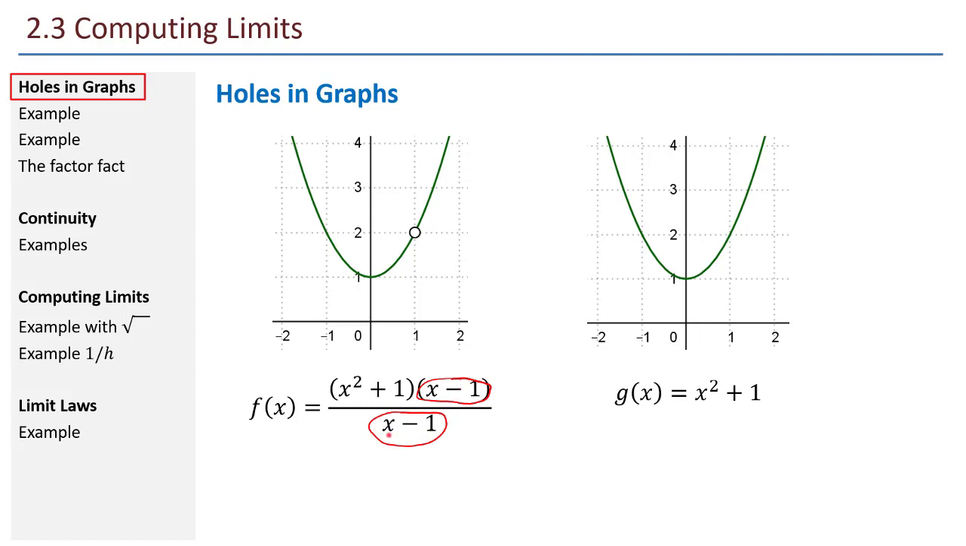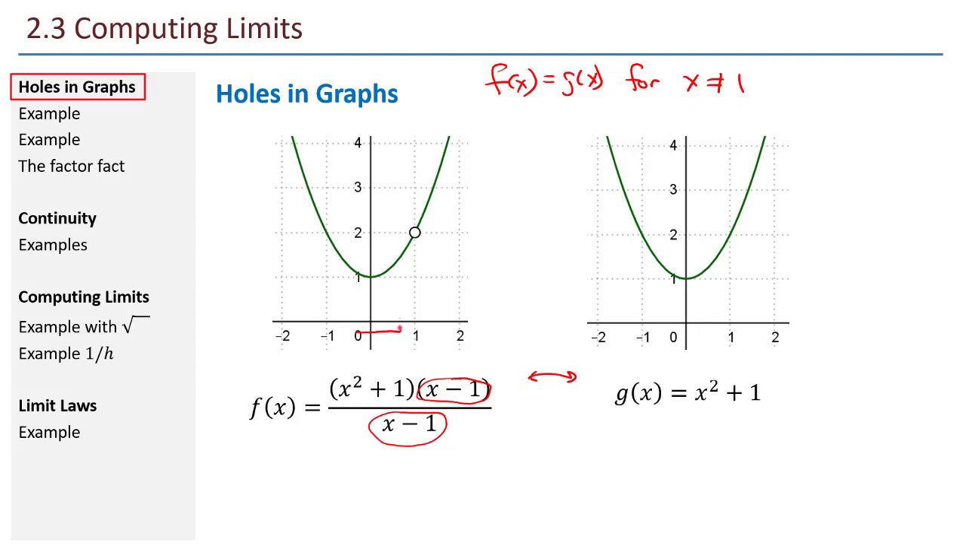If I plug in 1 into my function, I get 0 in the denominator. But, and here is the key idea, as long as x isn't 1, these two functions are exactly the same. So f of x equals g of x for all x that is not equal to 1. And what is the effect of that on the limit? The limit as x approaches 1.